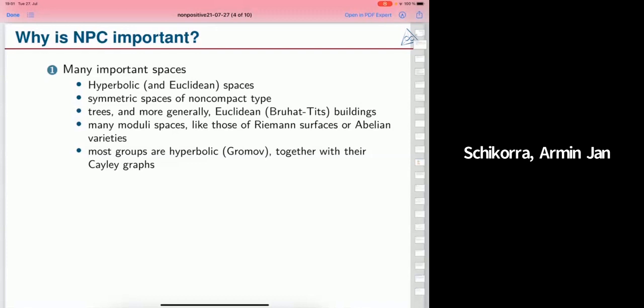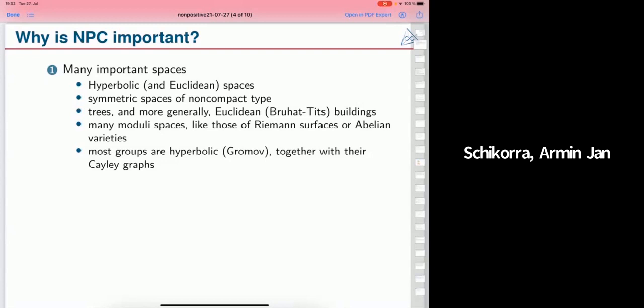Then more generally, you have the symmetric spaces of non-compact type, which in some directions have negative, in others have zero curvature. Then you have other spaces which are no longer manifolds, in particular trees, metric trees, and more generally spaces that consist of higher dimensional simplices, but that keep branching. These are so-called Euclidean buildings constructed and studied by Bruhat and Tits.